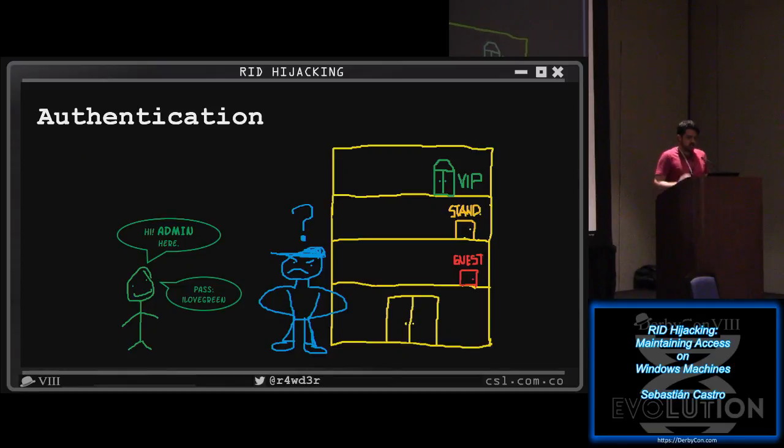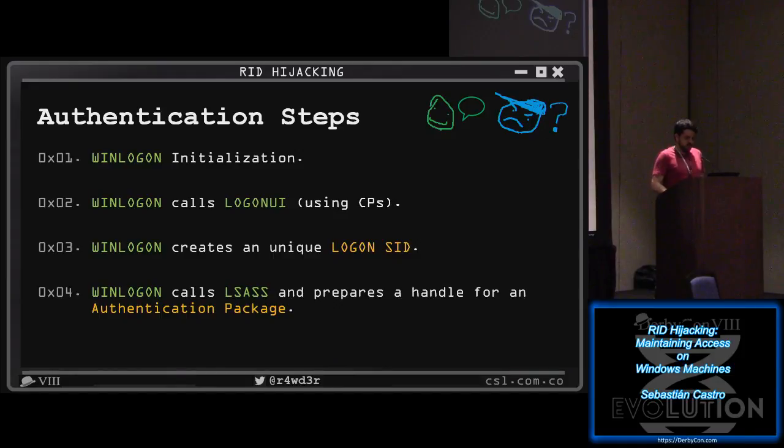So let's suppose that the administrator wants to log on. He provides his username and password to WinLogon. To do that, Windows needs to initialize some tasks and connections between processes. Right after, WinLogon calls Logon UI to grab the credentials by using credential providers. And with this information, WinLogon will create a unique logon SID to identify this logon attempt.